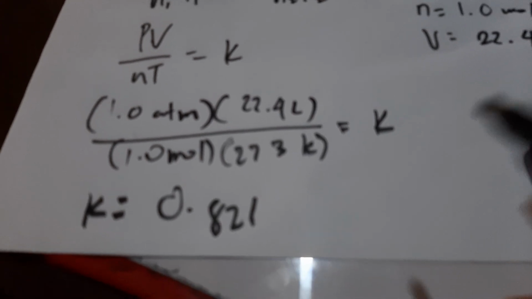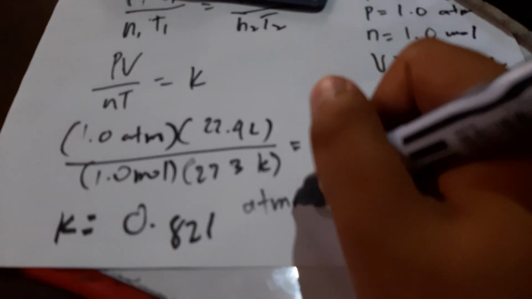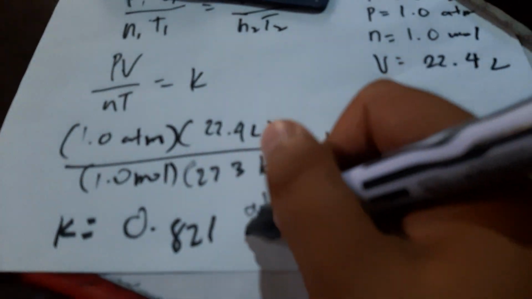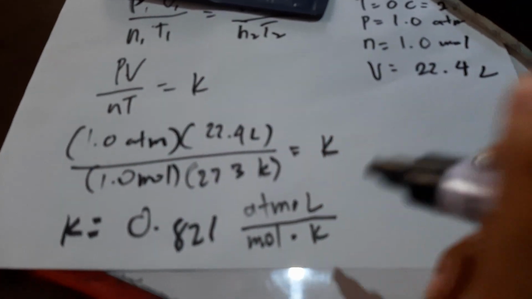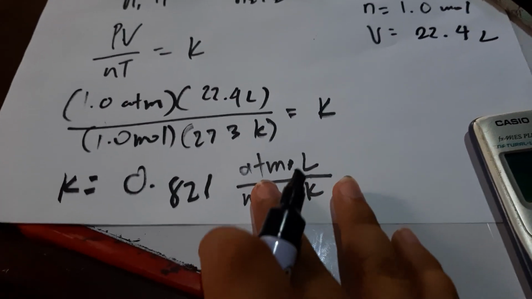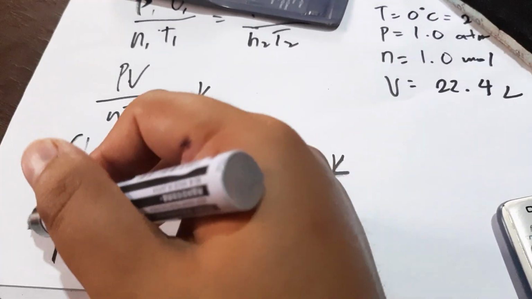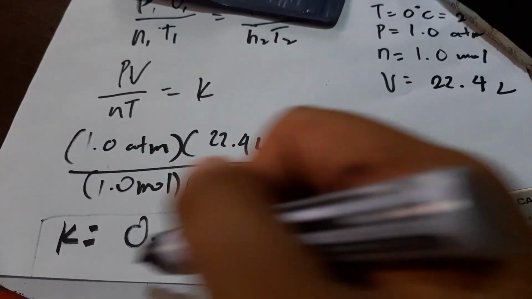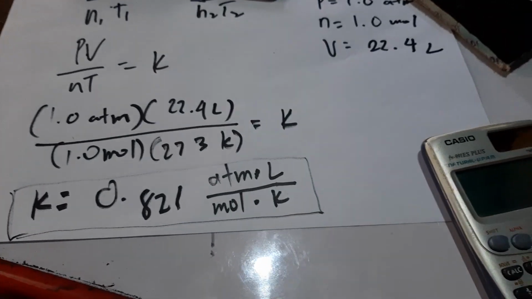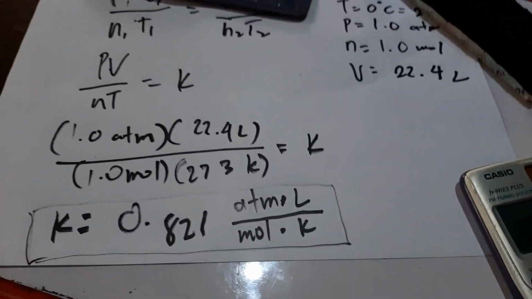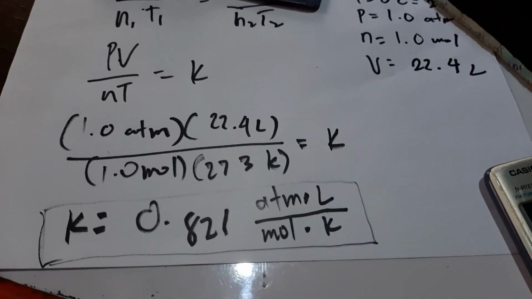0.0821, and the unit would be ATM dot liter over mole Kelvin. Is this familiar? No. So eventually, this particular constant, which is supposedly an ordinary constant, becomes the so-called universal gas constant. Now, why am I so excited about this one?